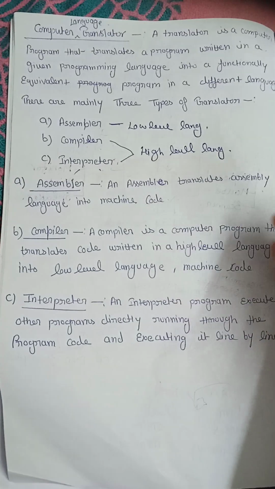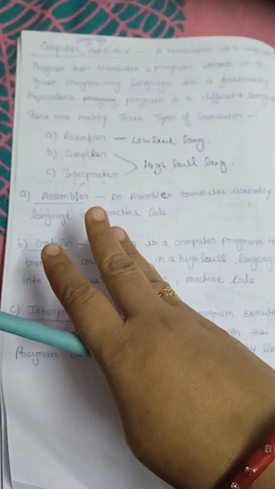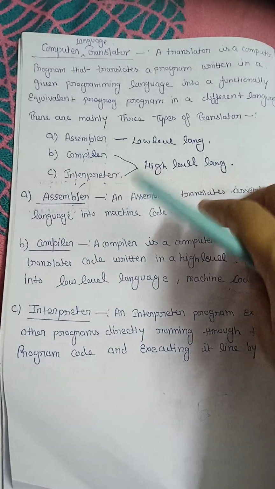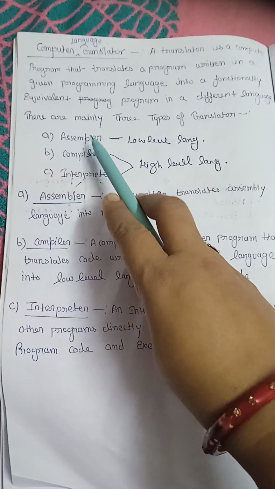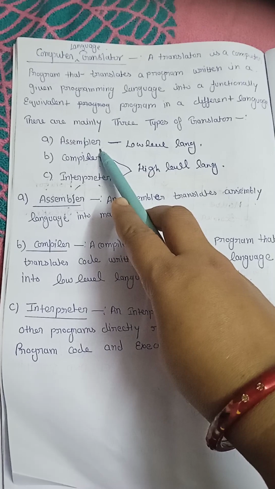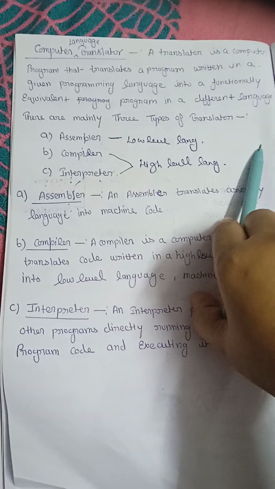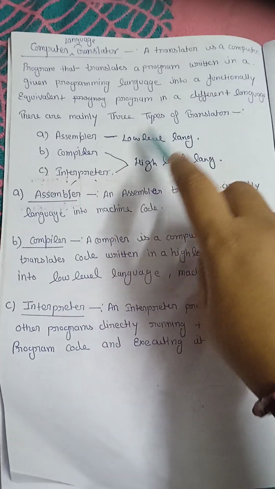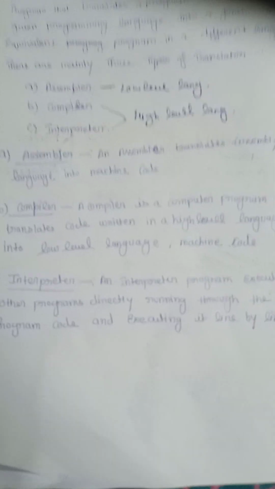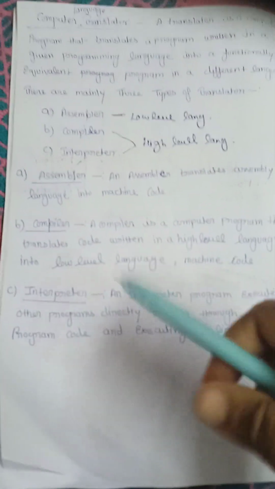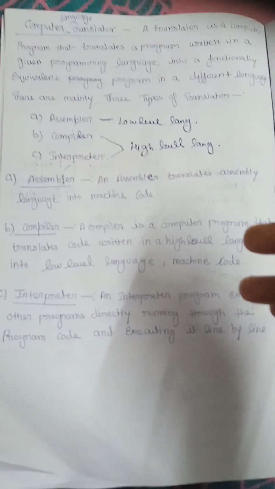Okay, so what is the work of the translator? It converts source code to machine language, in the form of computer understandable language. An assembler is a computer translator which translates low level language into machine language. Okay, so these are the computer translators by which we translate the data into computer understandable language.